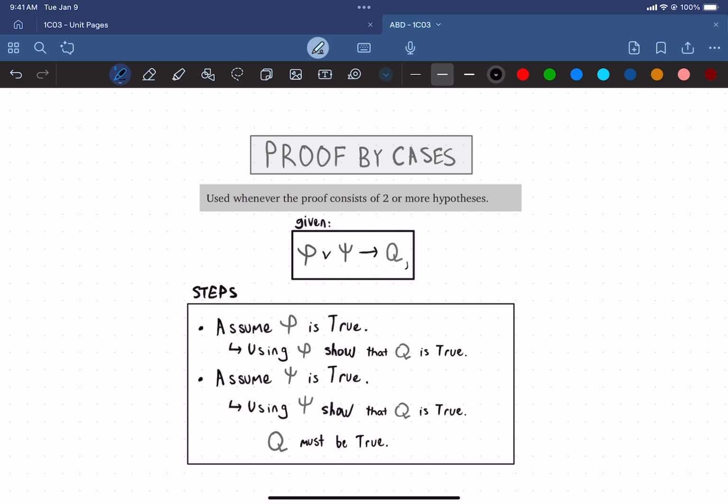So we assume that phi is true, and using that, we show that Q is true. Assuming that psi is true, we use that to show that Q is true. So therefore, if both of these show that Q is true, the whole statement must be true.